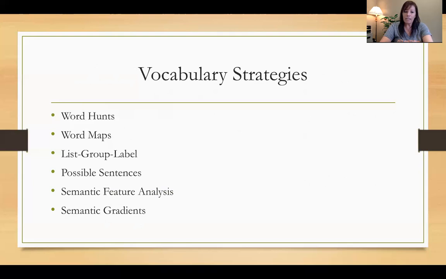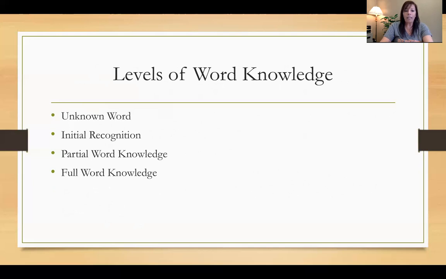The semantic feature analysis is students exploring how sets of things are related to one another using a grid. And the semantic gradients are used to broaden and deepen students' understanding by understanding the continuum of words by order of degree. So gradients usually begin with opposites at each end of the continuum. So the different levels of word knowledge include the unknown word, students don't recognize it at all, to initial recognition, students have seen or heard the word but do not know the meaning. Partial word knowledge is where students know one meaning and can use it in a sentence. Where we eventually want to get students is the full word knowledge, where students know more than one meaning and can use it in several different ways.